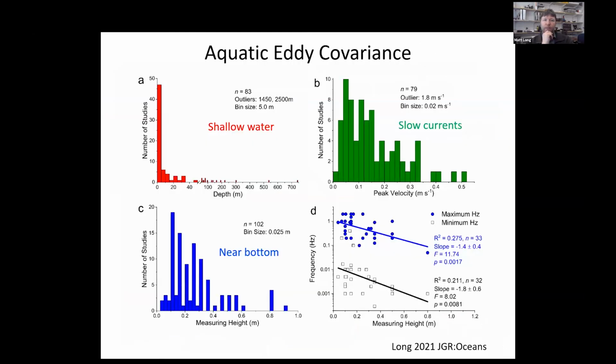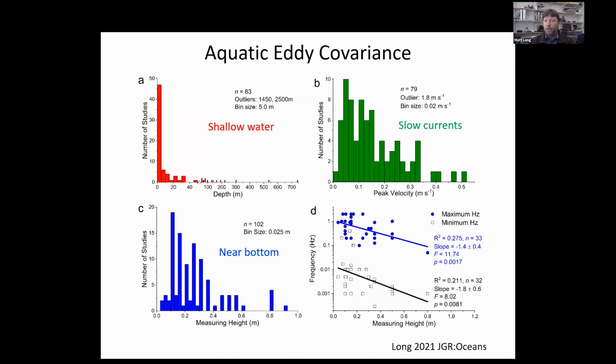So a little bit about the history of aquatic eddy covariance. This is a small review I did as part of a paper. The figure in the top left in red shows that the majority of eddy covariance studies have been done in less than 5 meters of water, so generally very shallow. Something we're looking to advance and move more into the deep sea to get some of those deep benthic flux measurements that we're interested in.